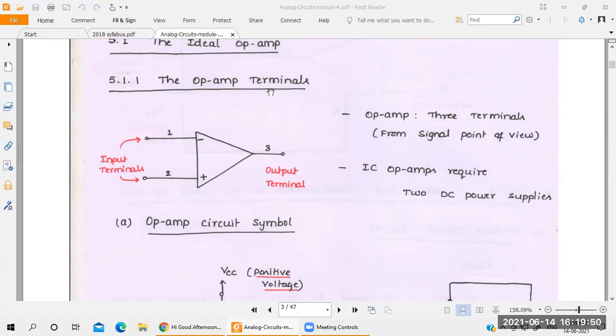So op-amp terminal means you have to talk about only terminals. What are the terminals here? Input and output. See this op-amp symbol here. Okay, this one is the ideal op-amp. There are two kinds of terminals. Which are those here? Input and output.